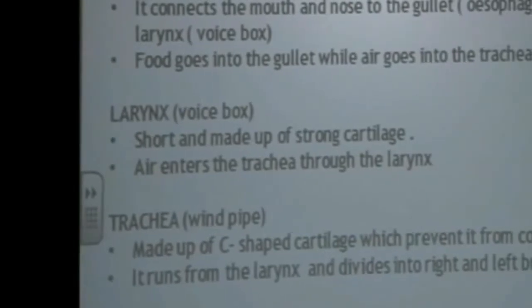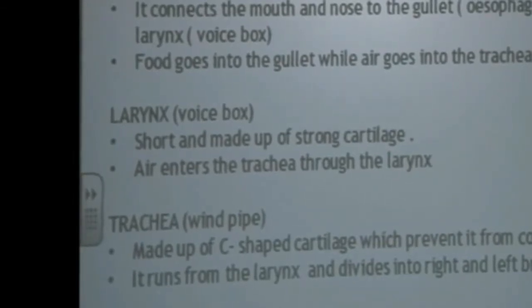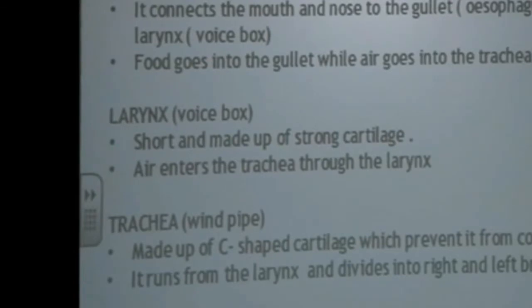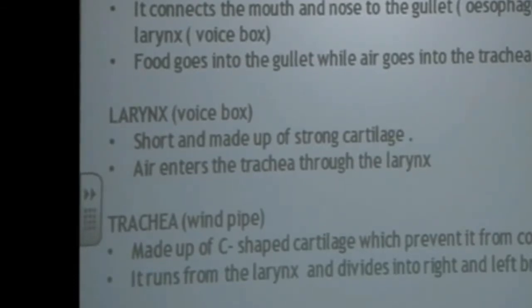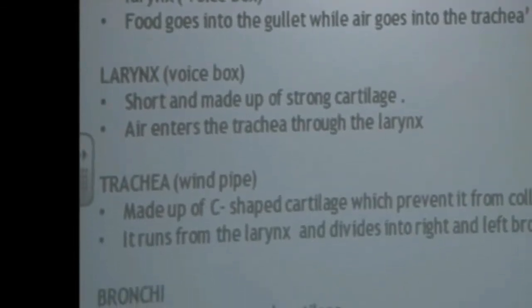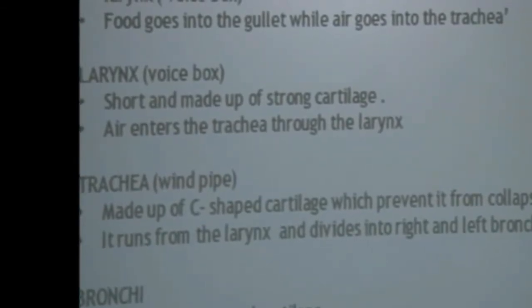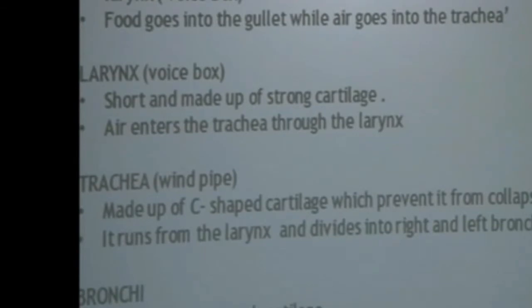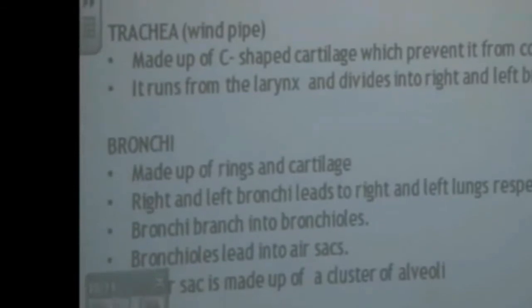Larynx is short and is made up of strong cartilage, very, very short. Air enters the trachea through the larynx. Now from the larynx, it goes into the windpipe. Windpipe is also called the trachea. And of course, as you have seen in the picture the other time, it's made up of a C-shaped cartilage which prevents it from collapsing. We will see it again when we get to exhalation and inhalation. Now trachea runs from the larynx and divides into right and left bronchi. And it is the left and right bronchi that actually go into the lungs.